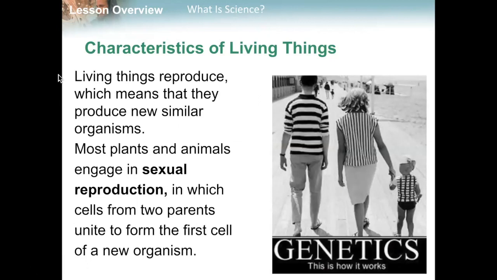Living things reproduce, which means they produce new similar organisms. Most plants and animals engage in sexual reproduction, in which cells from two parents unite to form the first cell of a new organism. That first cell will then divide and then specialize to make the whole body of their child. So this is genetics, to get the joke.